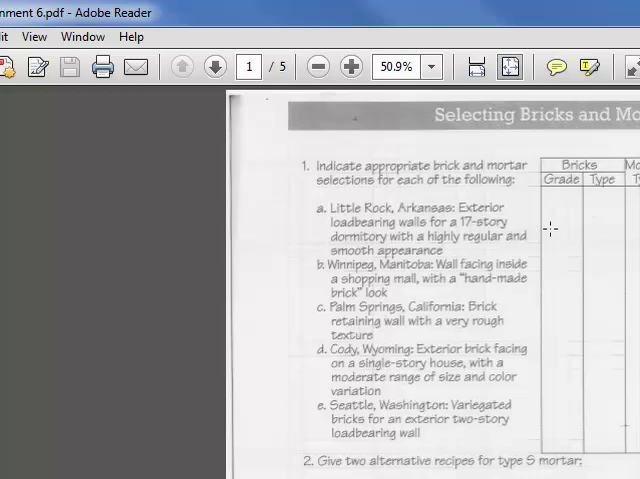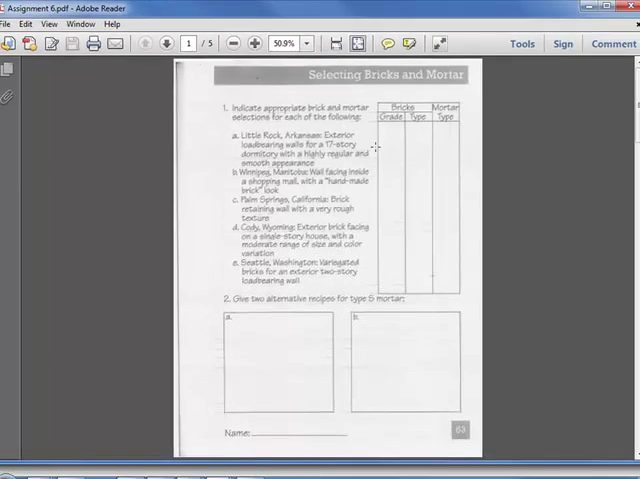So you're looking at Little Rock, Arkansas. The exterior load-bearing wall for a 17-story building, dormitory with highly regular and smooth appearance. So what would the brick grade be? I think that's probably a good choice, because there can be some pretty fierce weather in Little Rock, Arkansas.